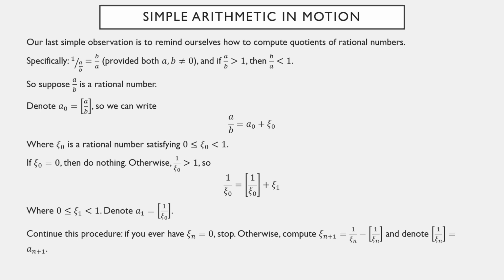Continue this procedure. If you ever get a remainder, a fractional part, being 0, just stop the procedure. Otherwise, if you have this next remainder or fractional part, just find the next one by taking a reciprocal and subtracting an integer part. And denote the integer part that you subtracted as a subscript n plus 1.